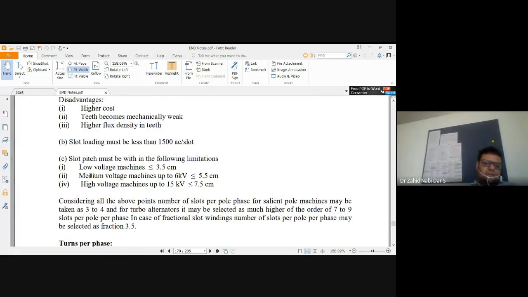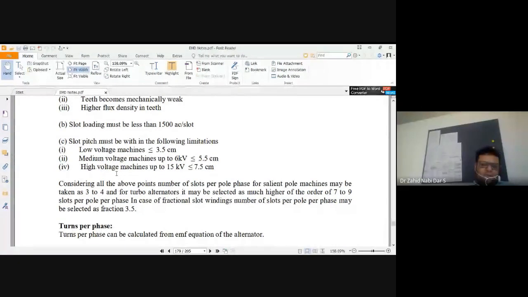Slot pitch, that is pi D by P, should be around 3.5 centimeter for low voltage machines. Low voltage is up to 6 kV, and medium voltage is from 6 kV to 15 kV, where the dimension should be less than or equal to 5.5 centimeter. For high voltage machines, it should be less than or equal to 7.5 centimeter.